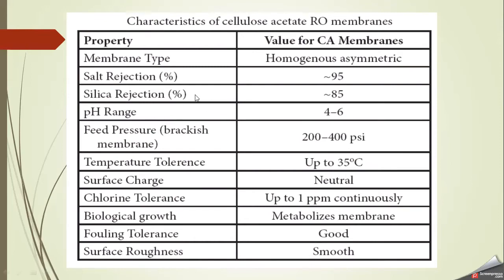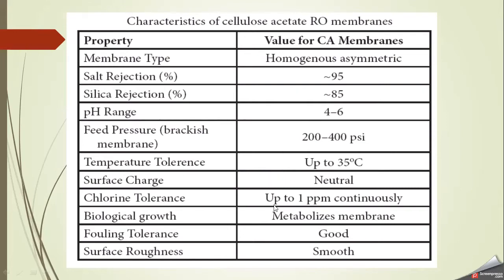So if we summarize all of these characteristics of the cellulose acetate RO membrane: membrane type homogeneous, asymmetric; salt rejection 95%, silica rejection around 85%; pH range of the water 4 to 6; feed pressure with brackish membrane 200 to 400 psi; temperature tolerance up to 35 degrees; and surface charge neutral. This is a good thing.